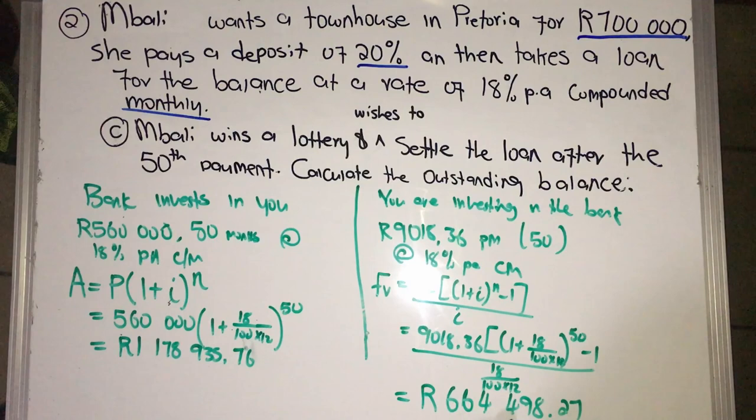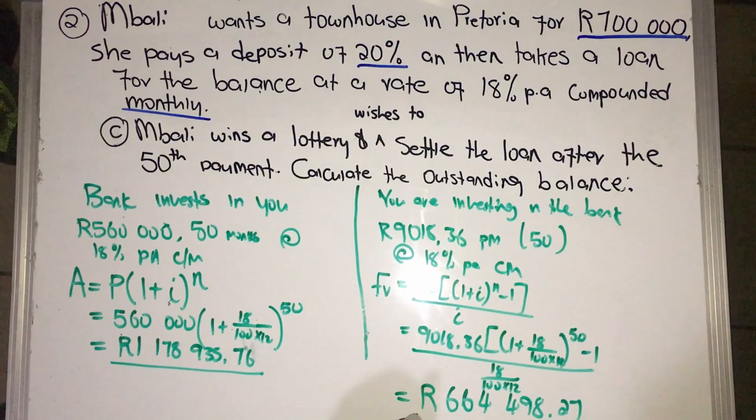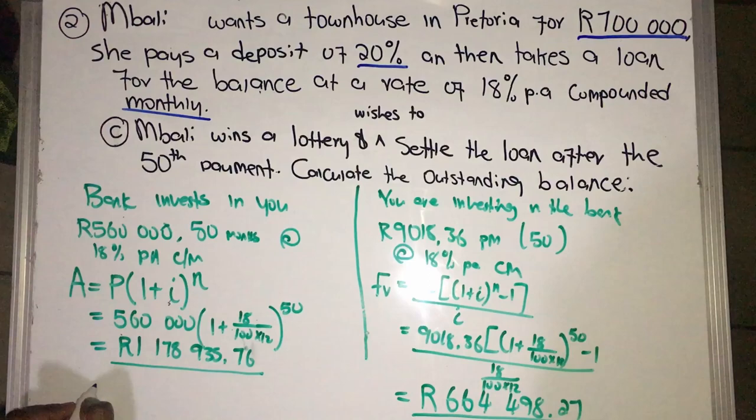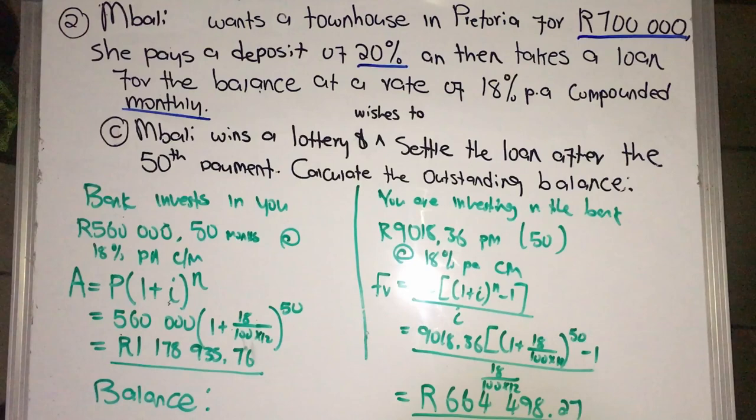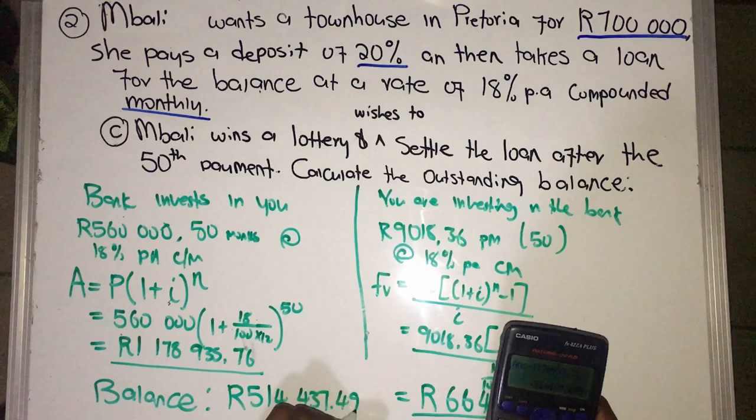So the balance now, obviously, would be the difference between the two. Because what the bank is owed exceeds what Mbali has paid to the bank in those 50 months. Okay, so the balance would be the difference, which leaves 514,437 rands and 49 cents.